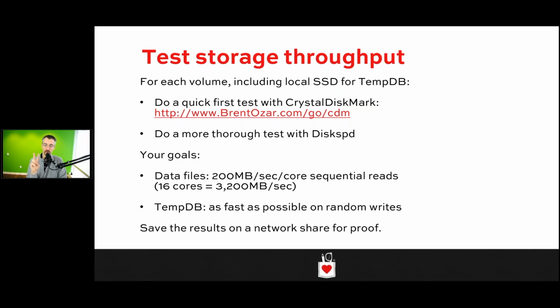What I'm aiming for is 200 megabytes a second of reads per core. For every core in my SQL server, I want to see 200 megabytes per second. So if I have 4 cores, I want 800 megabytes per second of reads. If I have 16 cores, I want 3,200 megabytes a second of reads.